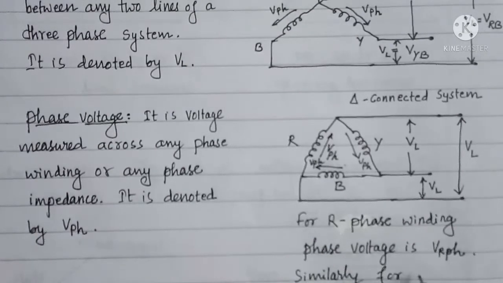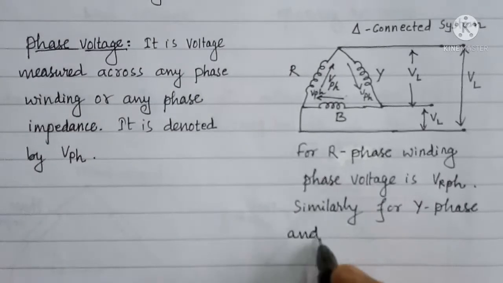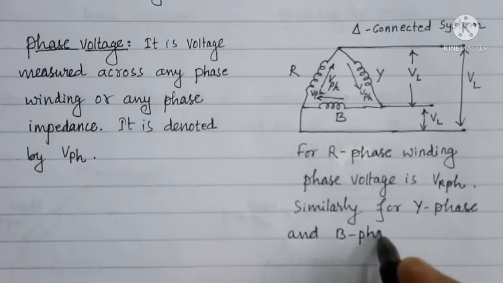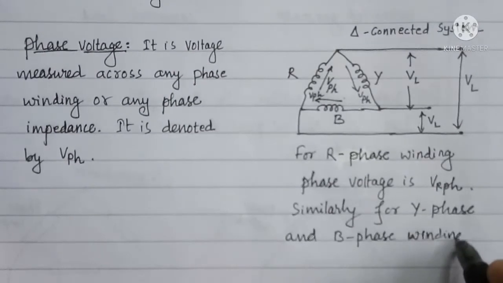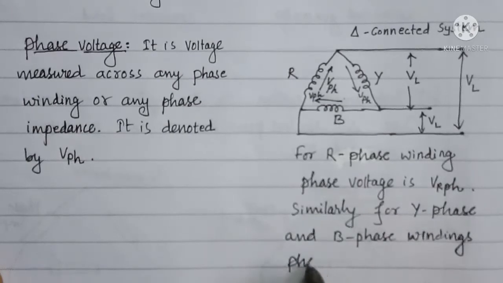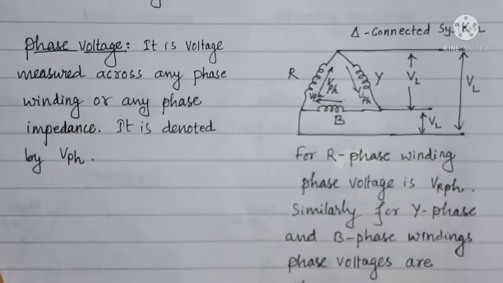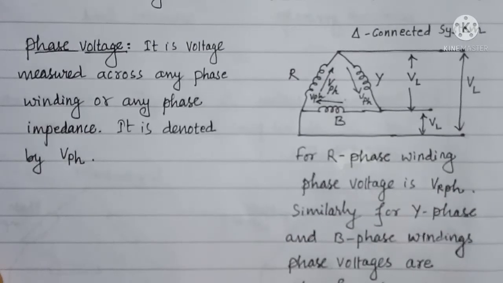Similarly, for Y phase and B phase windings, phase voltages are VYPH and VBPH.